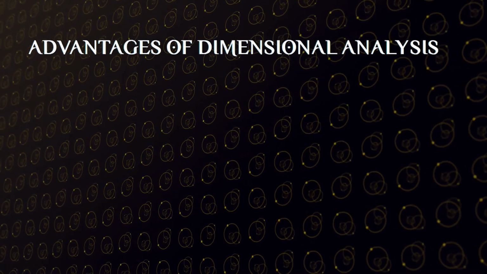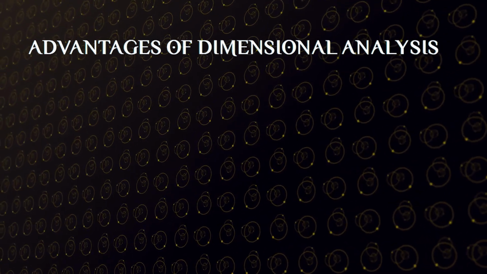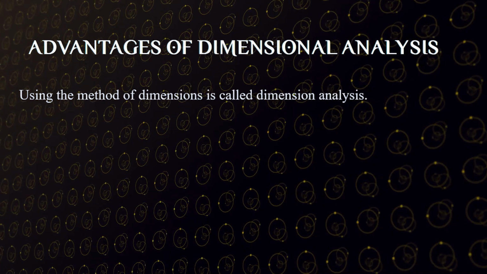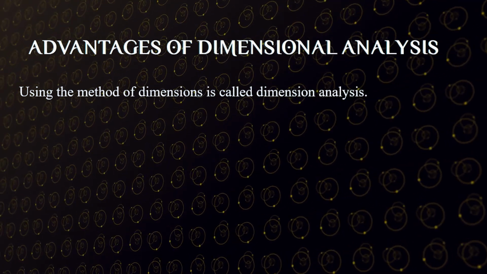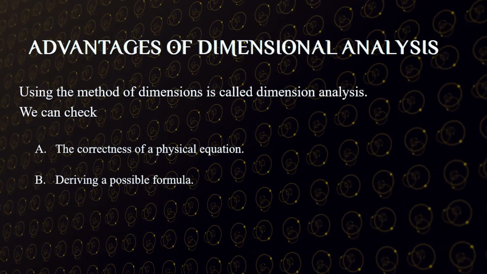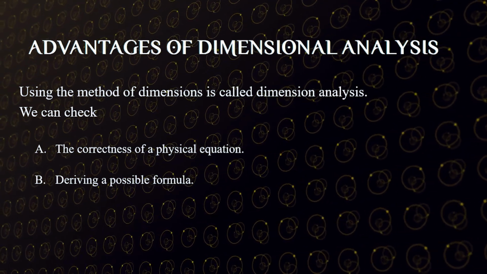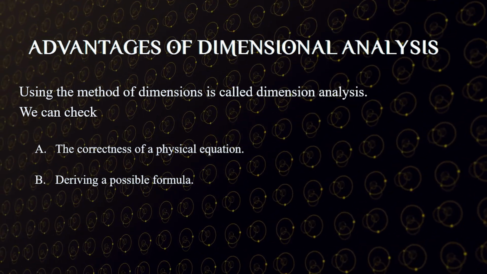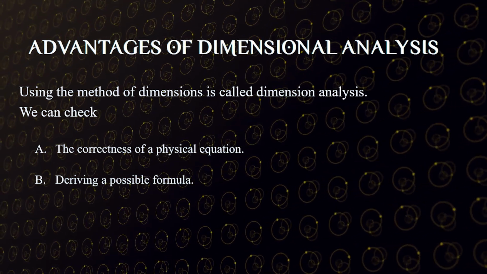Welcome to the second part of our lecture series on dimensions. In our previous session, we explored the first advantage of dimensional analysis, which is to verify the correctness of an equation by checking if both sides have the same dimensions. Today, we will discuss the second advantage of dimensions, which is to derive the possible formula. So let's dive in.